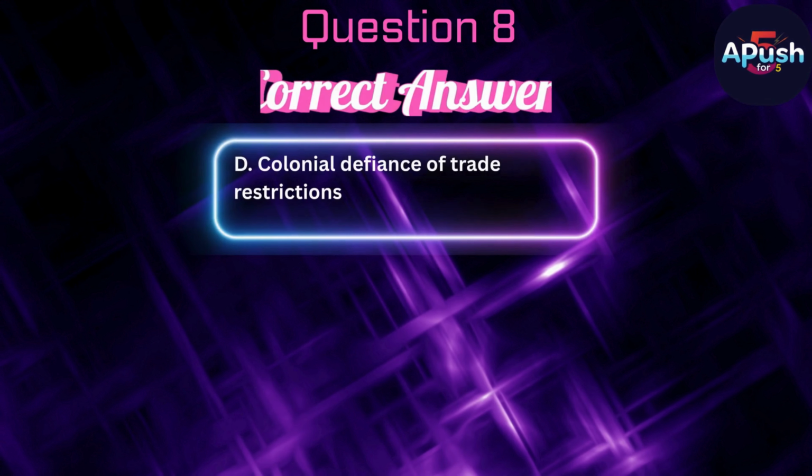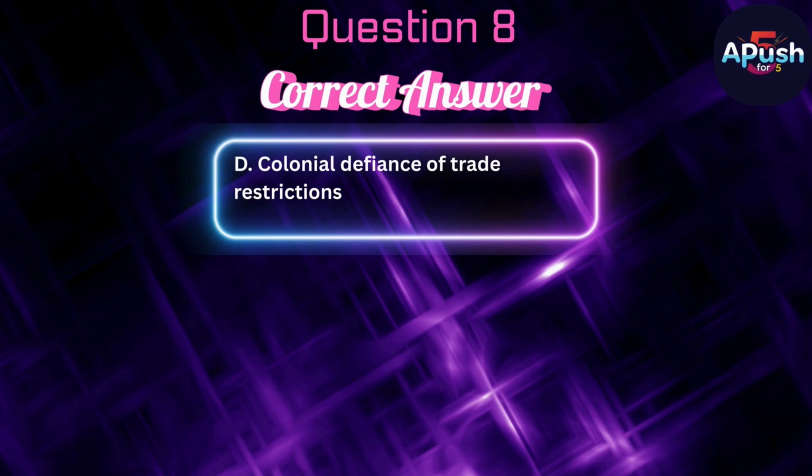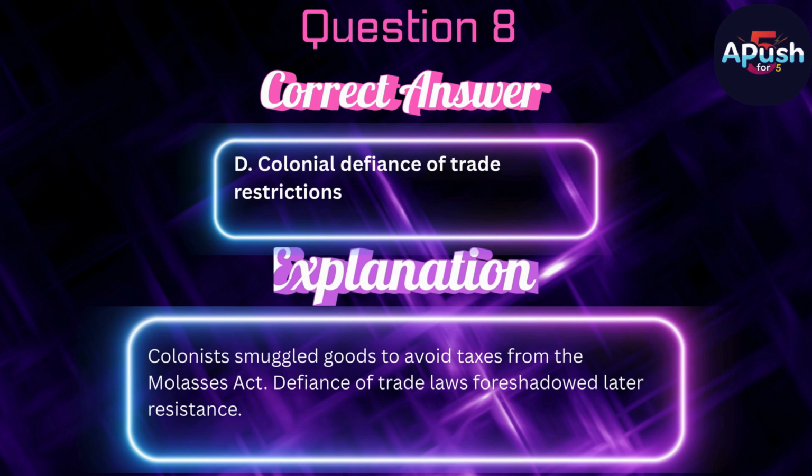The correct answer is D. Colonial defiance of trade restrictions. Colonists smuggled goods to avoid taxes from the Molasses Act. Defiance of trade laws foreshadowed later resistance.